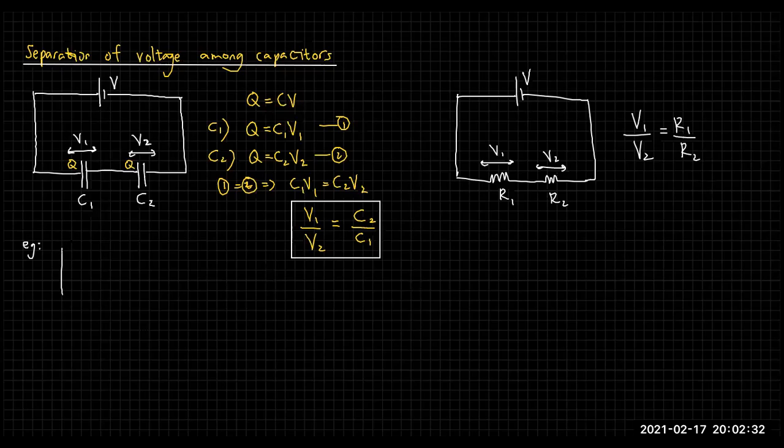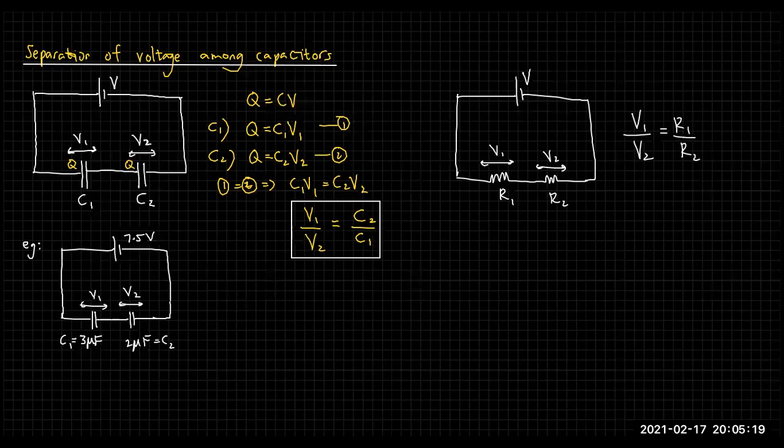Let's imagine a circuit like this, where there is a battery and there are two capacitors. Let's say the battery is 7.5 volts, this one is 3 microfarad and this one is 2 microfarad. Let's take that as C1 and this as C2. Now you are supposed to find V1 and V2.